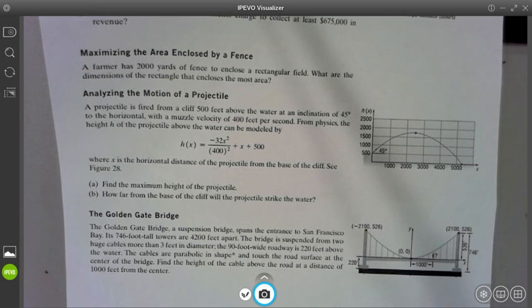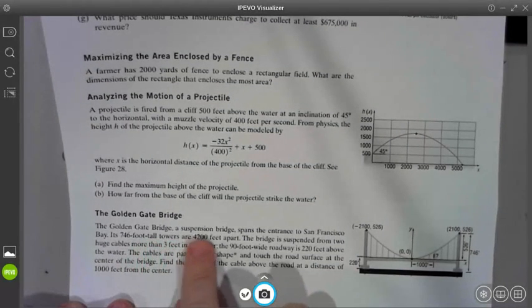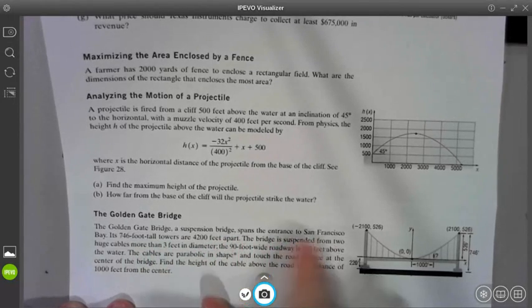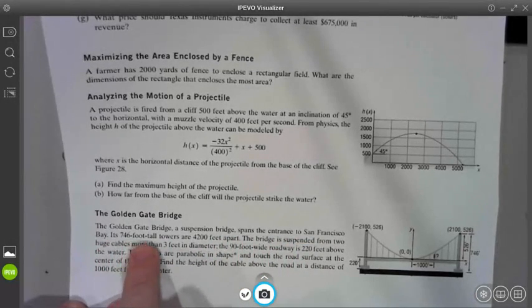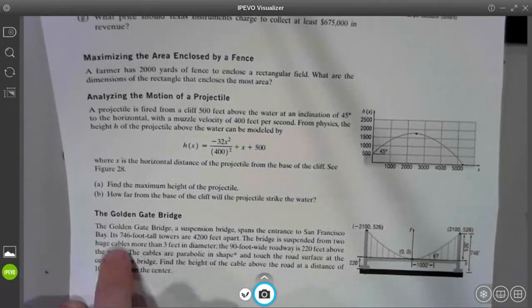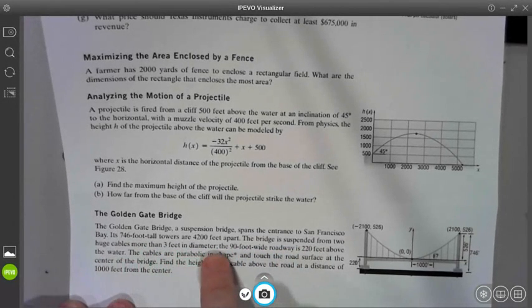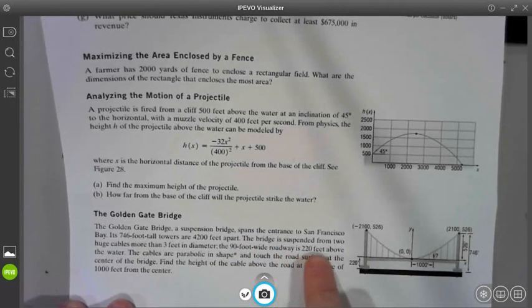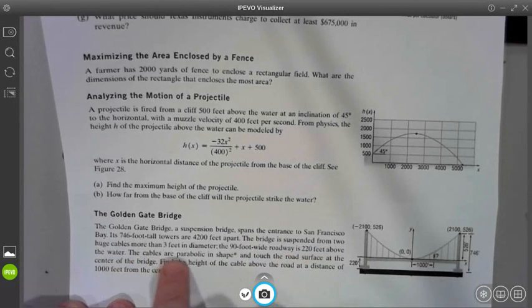Golden Gate Bridge. All right, this problem said the Golden Gate Bridge, a suspension bridge, spans the entrance to San Francisco Bay. Its 746-foot tall towers are 4,200 feet apart. The bridge is suspended from 2 huge cables more than 3 feet in diameter. The 90-foot wide roadway is 220 feet above the water. The cables are parabolic in shape and touch the road surface at the center of the bridge. Find the height of the cable above the road at a distance of 1,000 feet from the center.